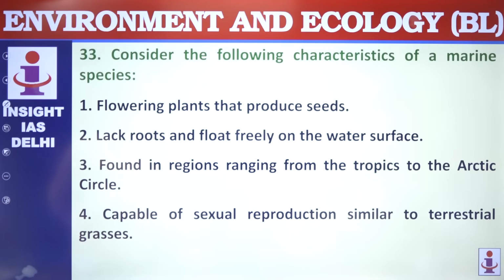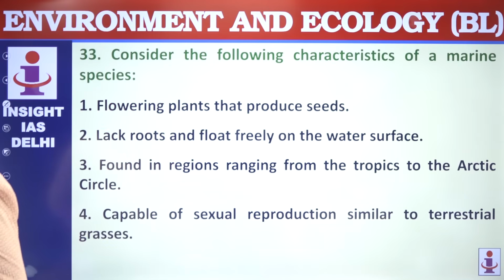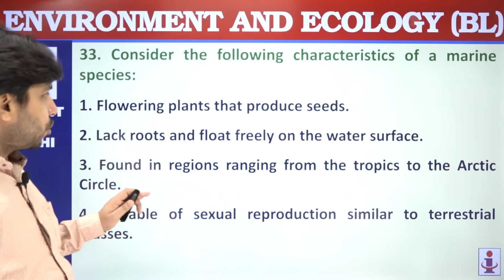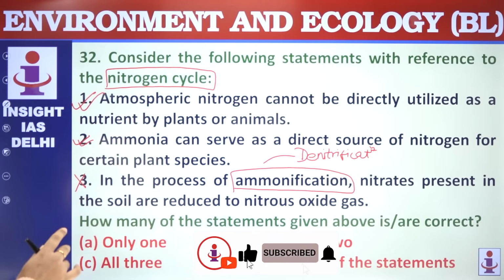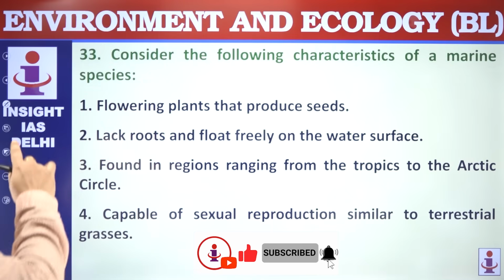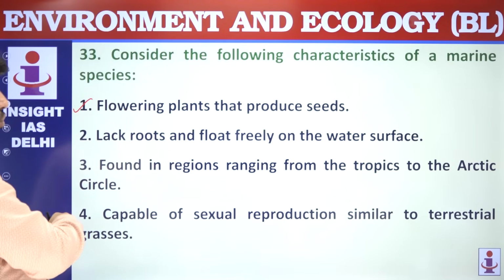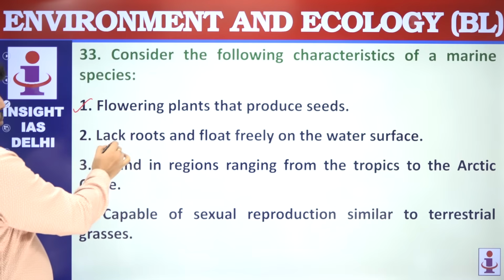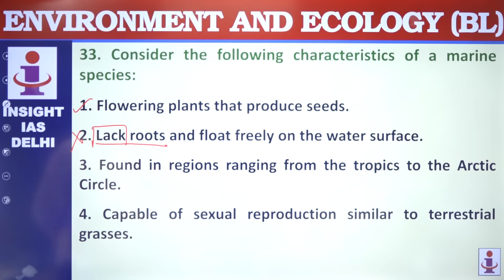Marine species. So this is correct regarding seagrasses. The question is about seagrasses. 4 features are given over here and you need to identify how many out of those 4 features are correct regarding seagrasses. Seagrasses, flowering plants that produce seeds, yes, correct. Lack roots and float freely on water surface. So the seagrasses do not lack roots. It is saying lack roots. This is not a correct feature of seagrasses.